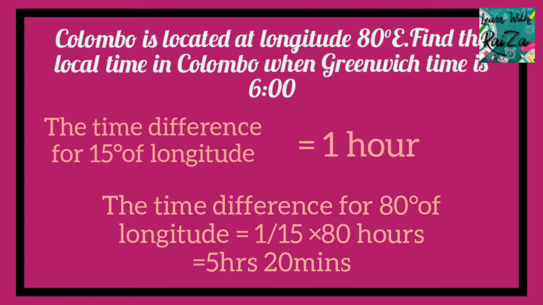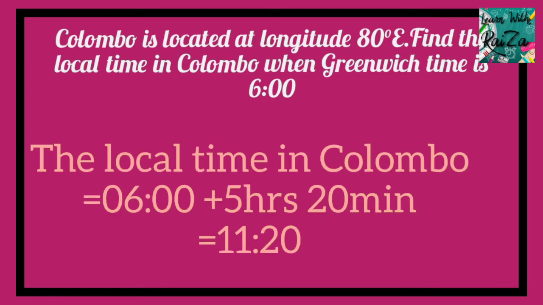The time difference for 80 degrees of longitude is 1 upon 15 into 80, because for 15 degrees it is 1 hour, then for 80 degrees you have to multiply it. Then we get 16 upon 3 hours, that is 5 hours and 20 minutes. Since Colombo is located east of the Greenwich Meridian, we have to add the above time to the Greenwich Meridian time. Therefore, the local time in Colombo is 6 plus 5 hours and 20 minutes. So that is 11:20.